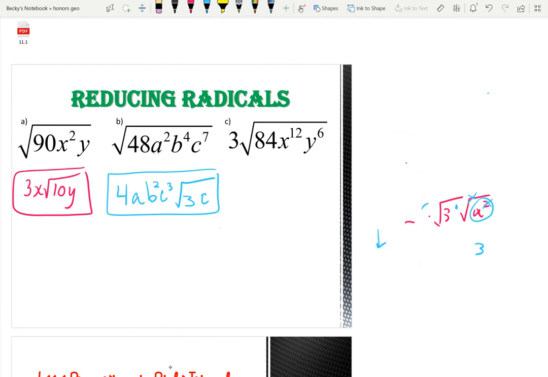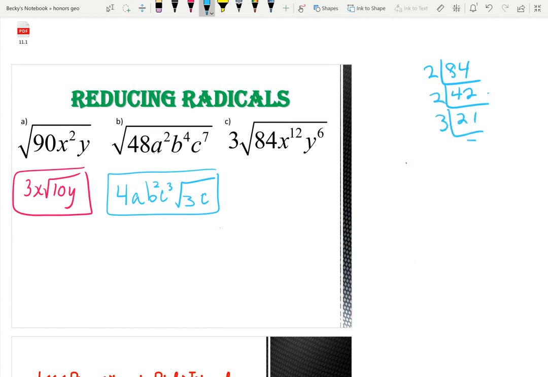All right, now this last one that we're going to do, there's a 3 that's hanging out, and we're just going to bring it along for the ride. You really don't have to do anything special with it. So let's take 84, and then you get to decide what you want to go into 84. I know 42 goes in, or 2 and 42, and then 2 and 21, and 3 and 7. Okay, so 2 squared, 3 and 7.